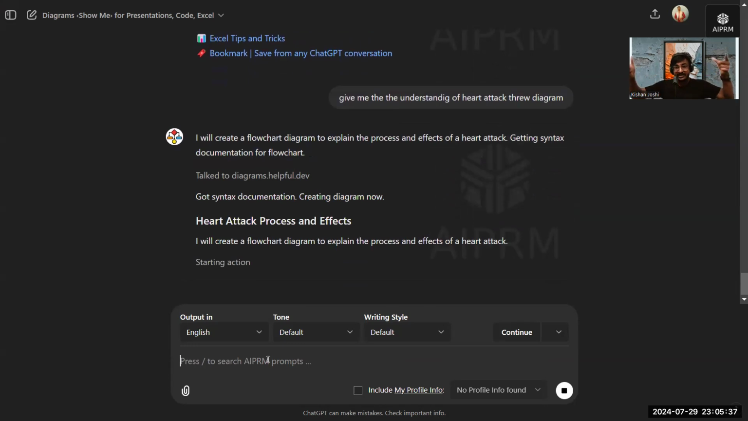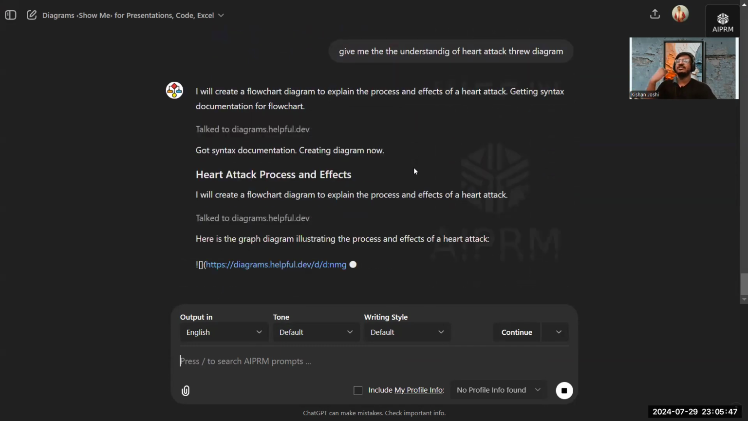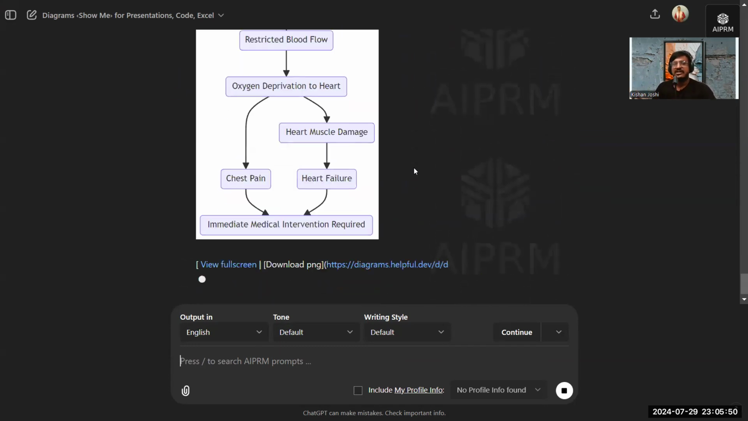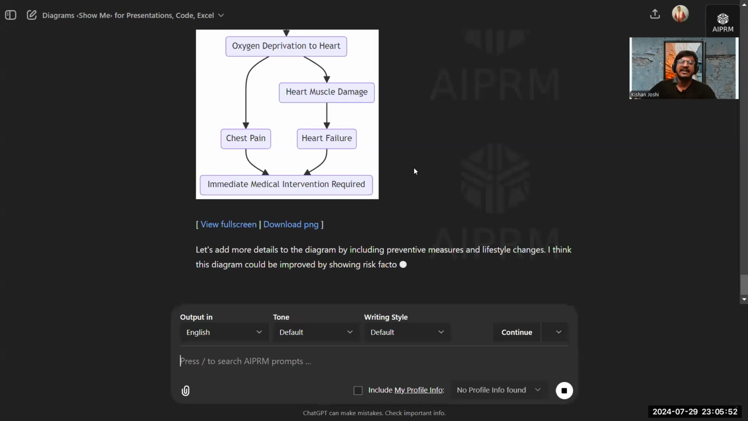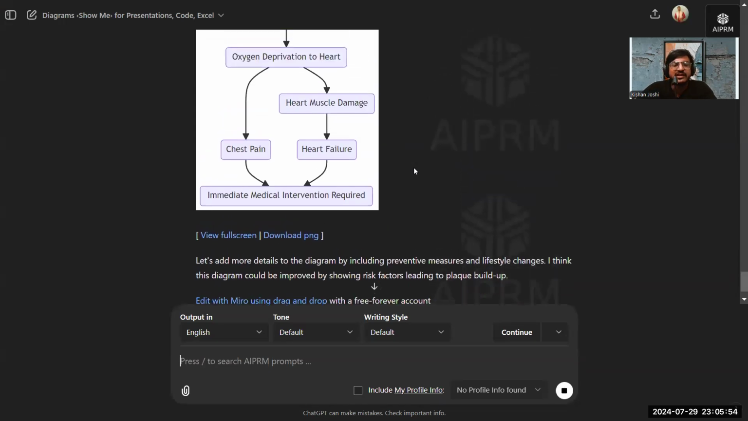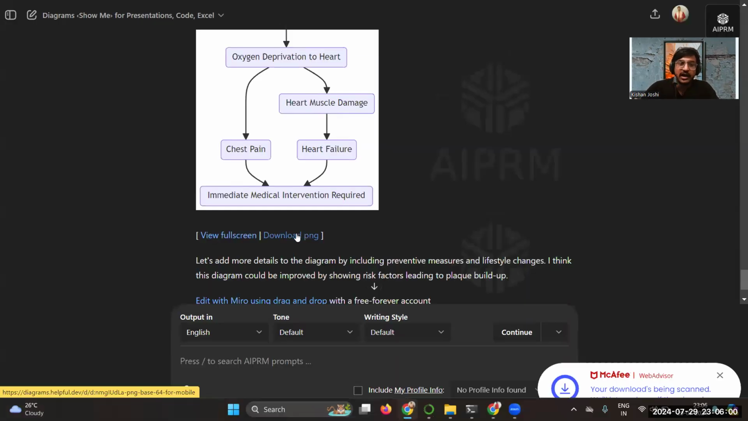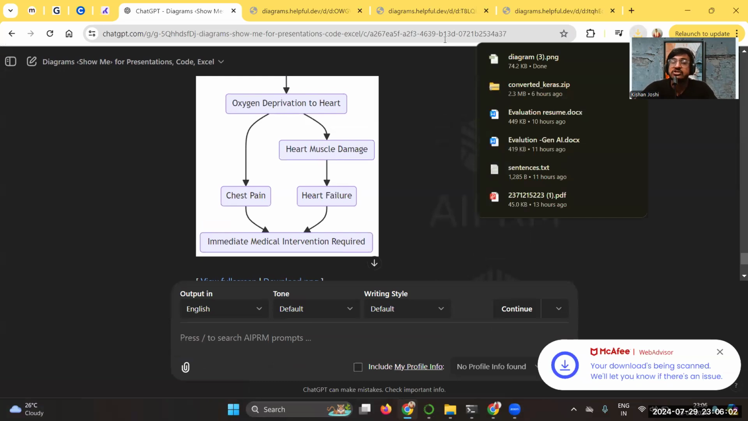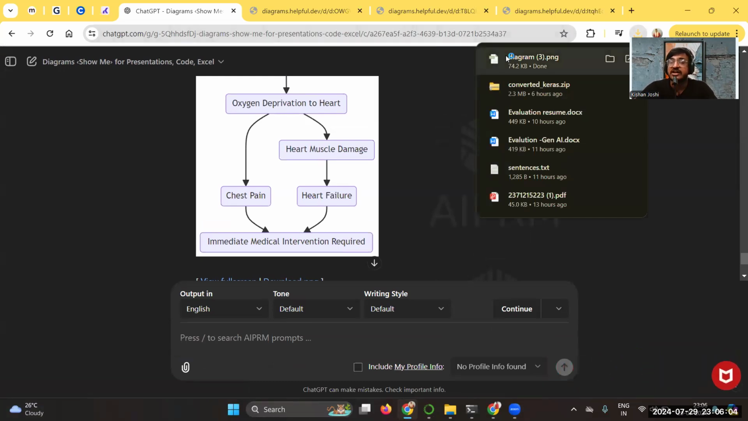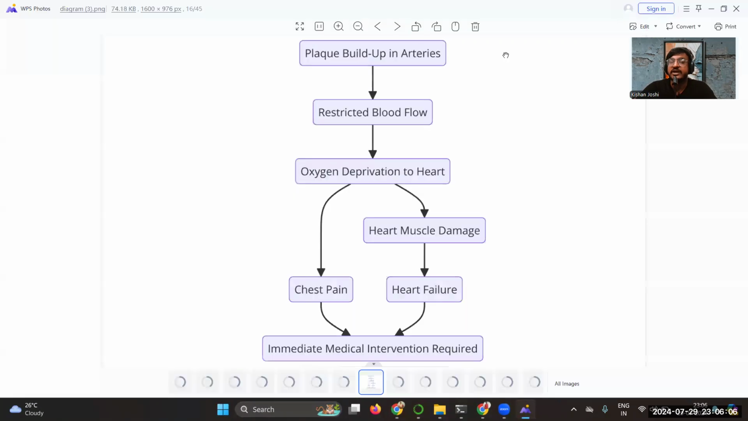And the Show Me integration of exploration of AI: heart attack process and effect. So it is generating the diagram, and hopefully I will understand what particular thing causes the heart attack. We can download the PNG as well. If you want to download it, I'm downloading right now. I'm not taking the full screen, but going into the download section. Yeah, I downloaded the PNG image.